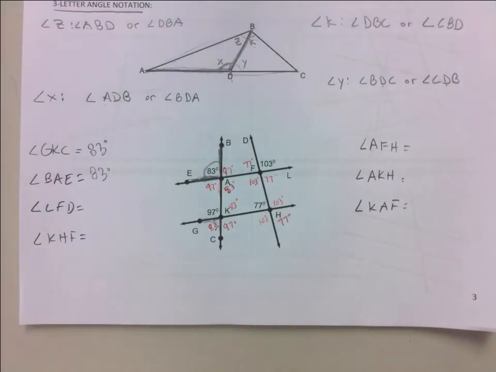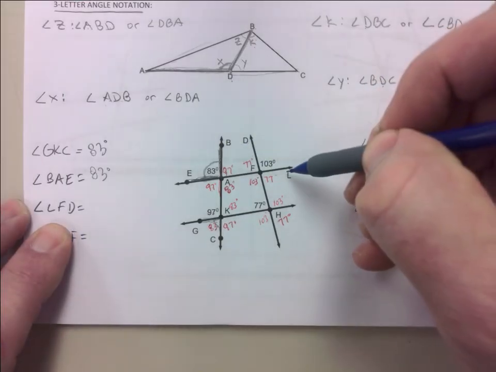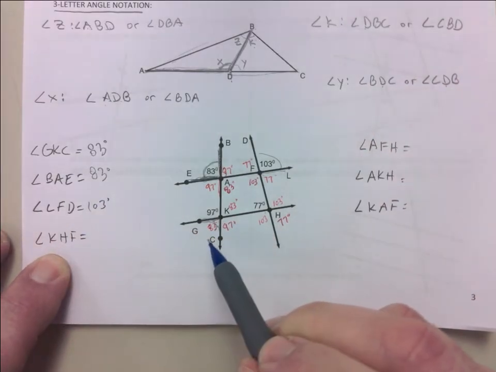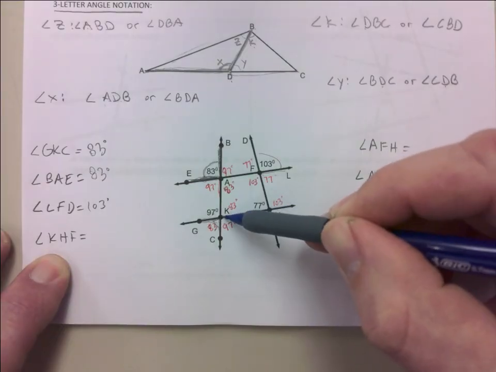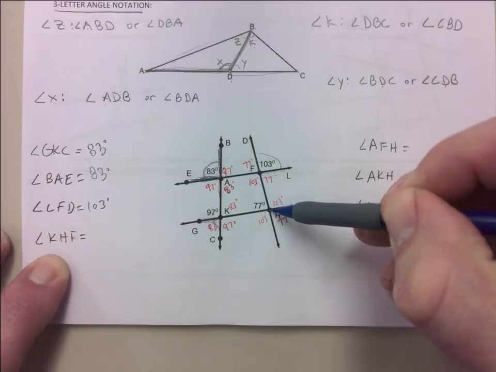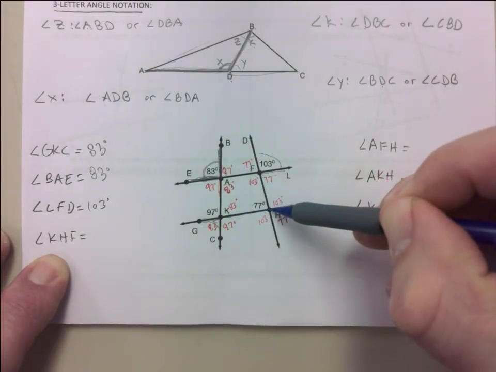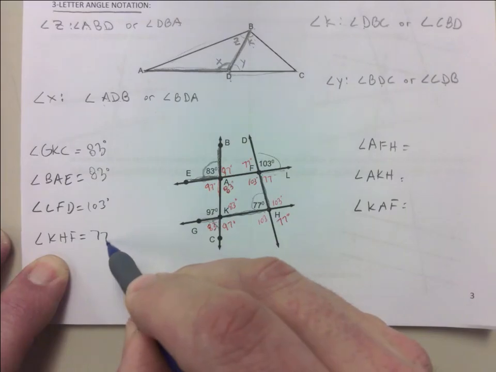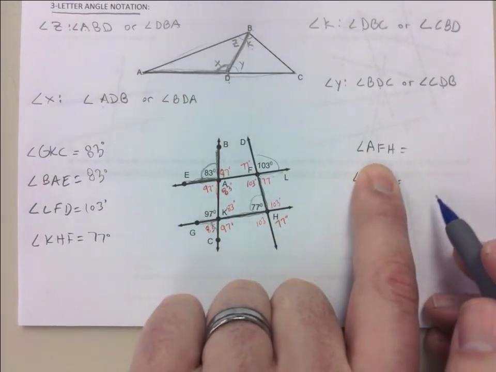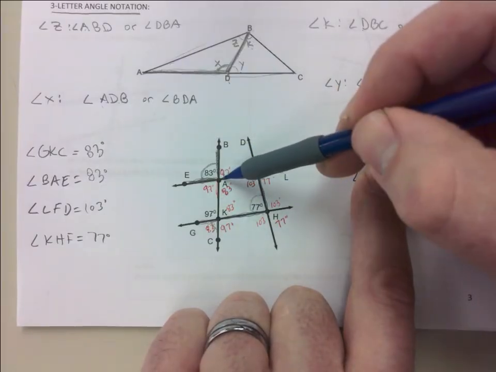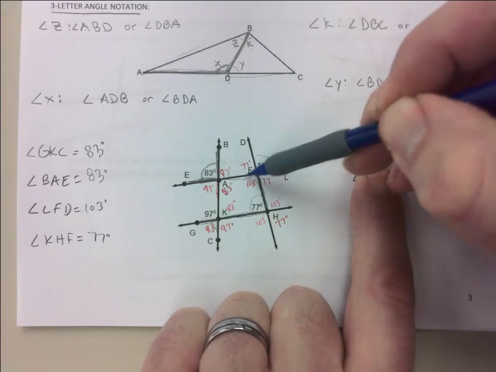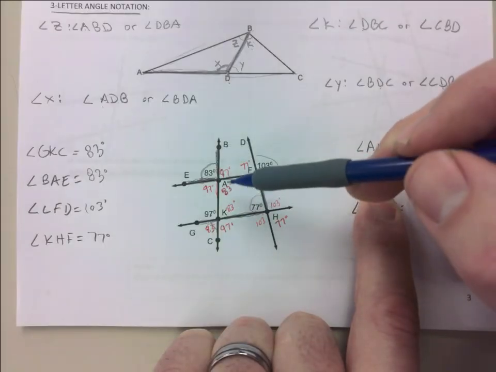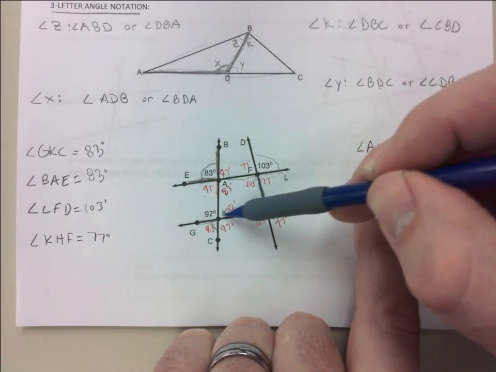Now you're awake, or not. Anyways, LFD, it's 103. KHF. Where are you, K? KHF. So watch out. K to H and then to F, right? These two segments are the ones you're connecting, so it's 77. AFH. You're connecting these two segments, that's 103. AKH. Where are you? AKH. It's 83.